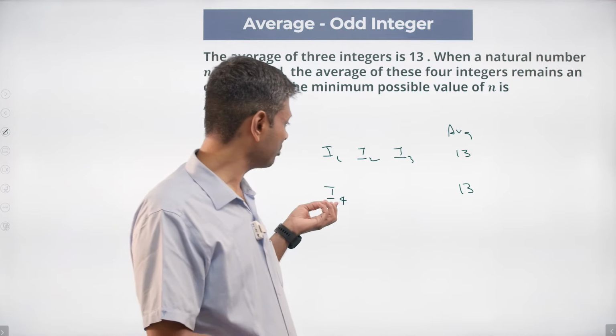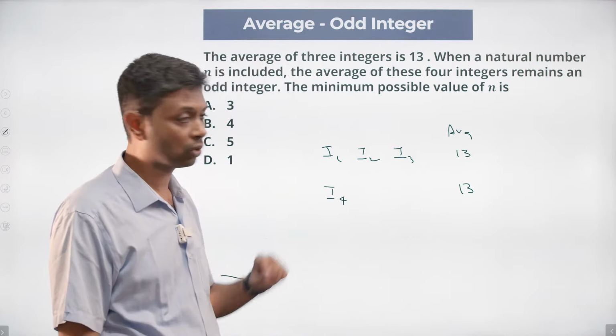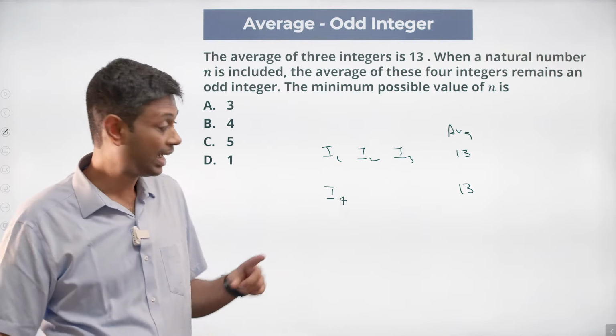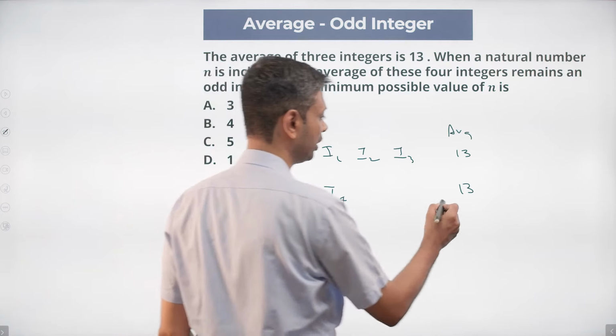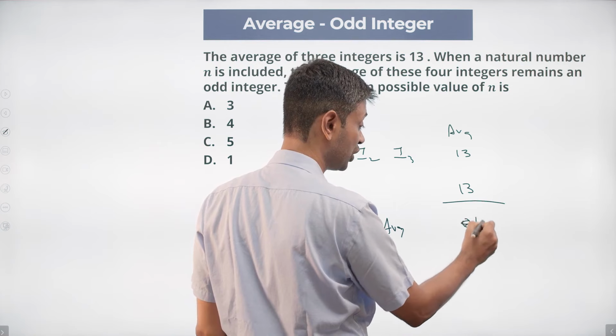That means whatever I bring more from I4, I can distribute across all four. If it has to remain an integer, I can add 1 to each, so I4 could have brought 4 more than 13. If I4 brings 13, the overall average is unchanged, 13.